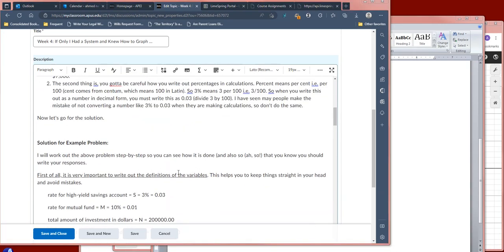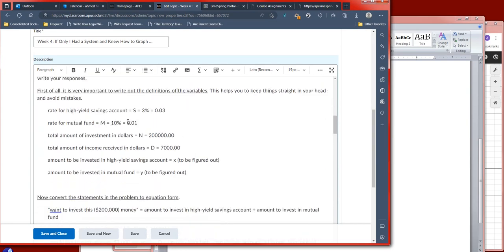But let's go systematically. So here I said the first is write out the definitions of the variables, and this is, well, you will see how one of my mistakes arises. Okay, so the rate for the high yield savings account is S is 3%, is 0.03. For the mutual fund, the rate is capital M, which is 10%, is 0.01. Total amount of investment is $200,000, and the total amount of income to be received is represented by D equals $7,000.